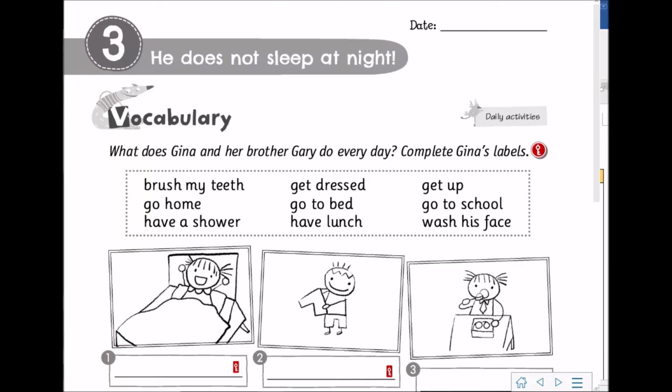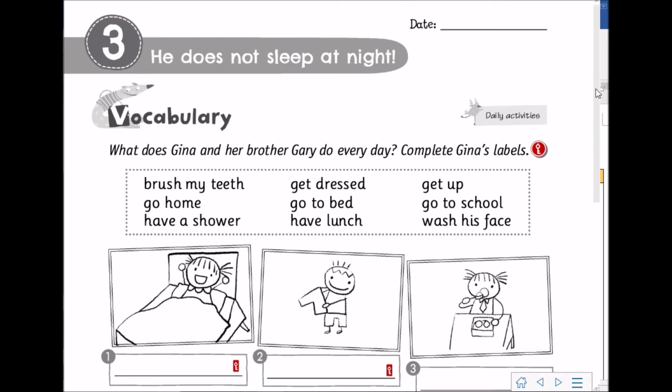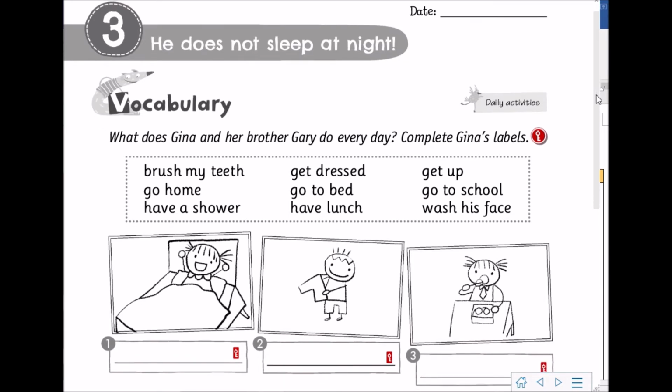Welcome to my class, and today we are going to check the answers on your workbook chapter 3, or unit 3. Now before we check the answers, make sure you have written the date on the top right hand corner. You have written the date when you do the exercises. Okay, now let's take a look at page 14.